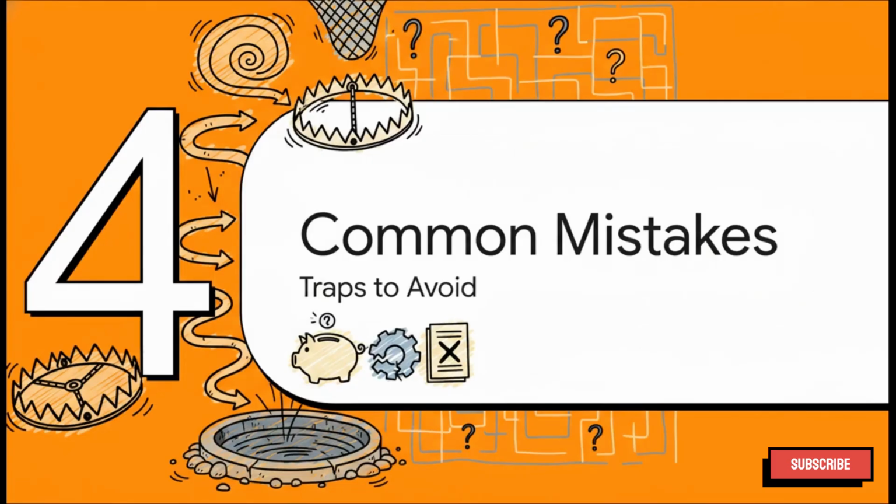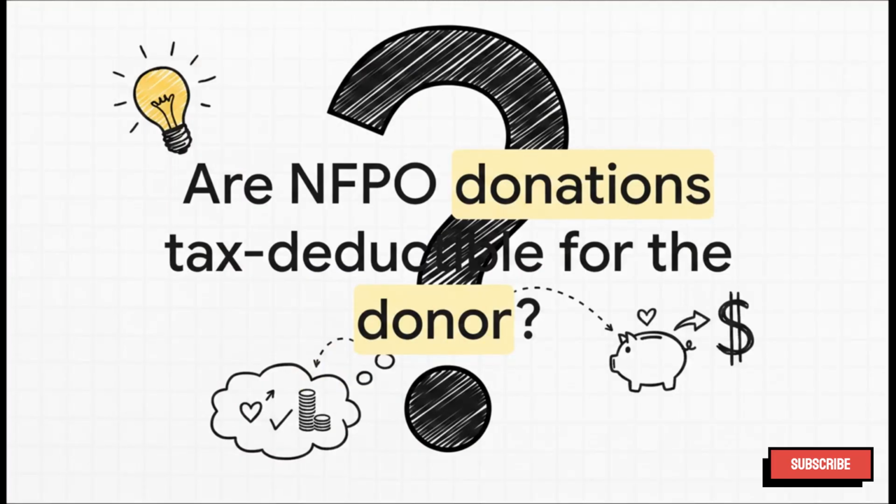Next up is Section 4, Common Beginner Mistakes. Setting one of these up is totally doable, for sure. But what do most beginners get wrong along the way? Well, I want to ask you this specific question right here, because the answer literally shocks almost every single new founder we talk to. Are donations to your new NFPO tax deductible for the donor?